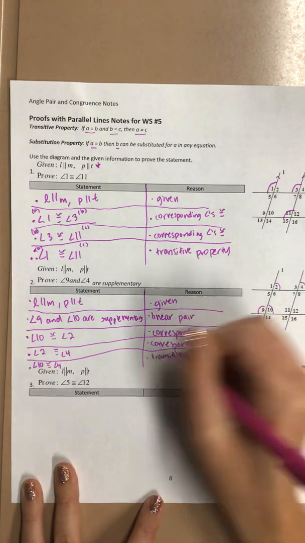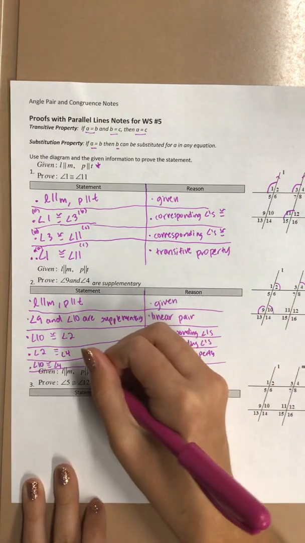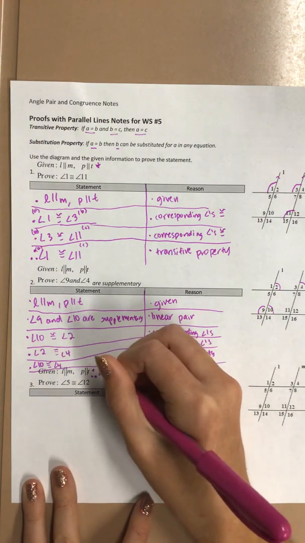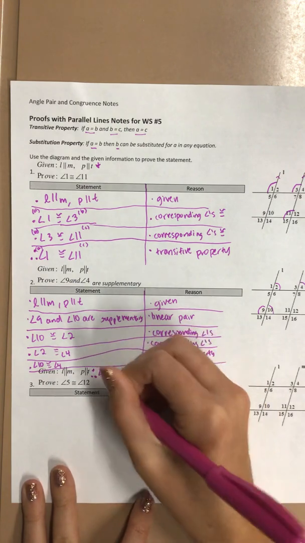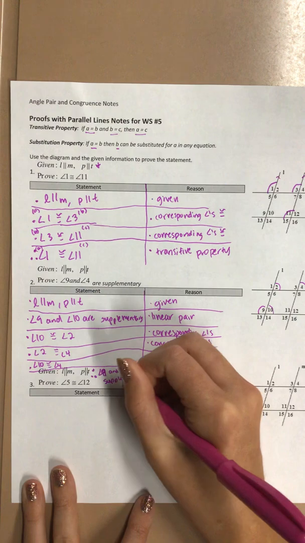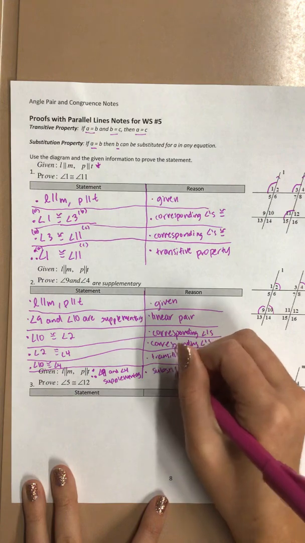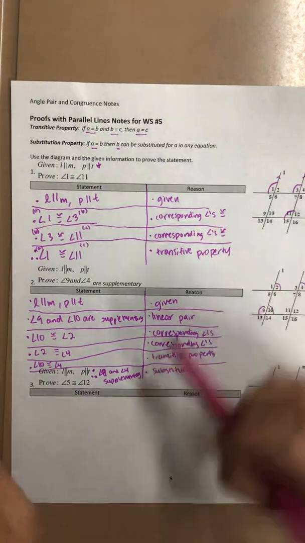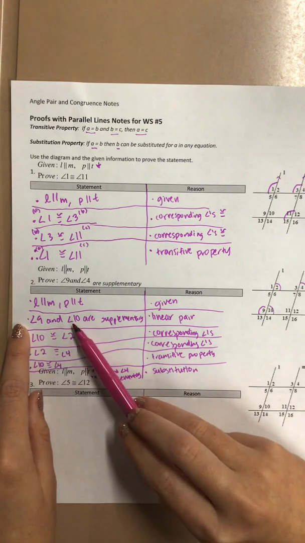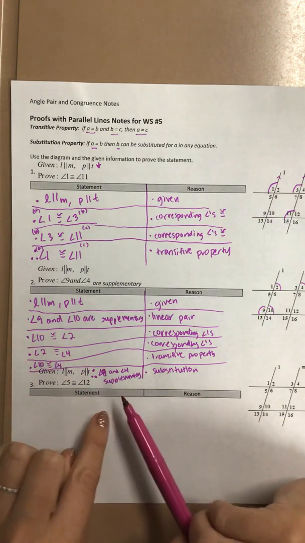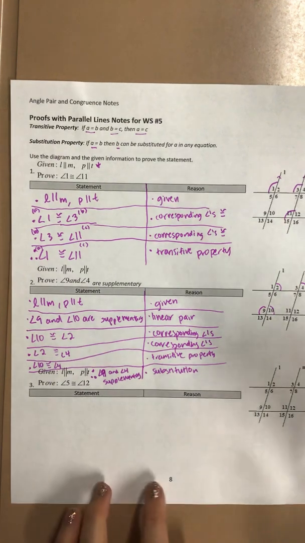And then I have one more step. Hopefully you guys can still read it. Our last step is going to be that we proved angle 9, oops, I wrote my 9 backwards, and angle 4 are supplementary. And that is by substitution. So basically, we did 9 and 10 are supplementary, so we made 10 and 4 the same, and then we had to plug it back in, use substitution for the 9, and say that they are supplementary.